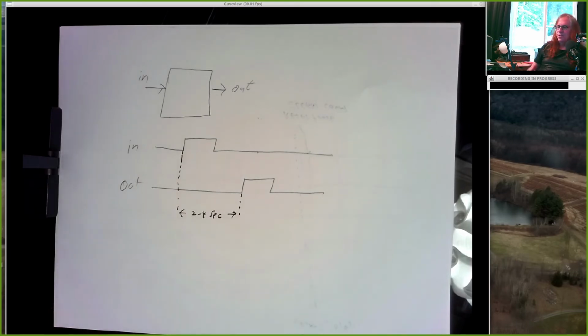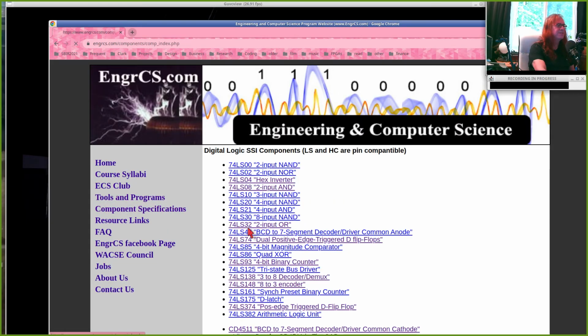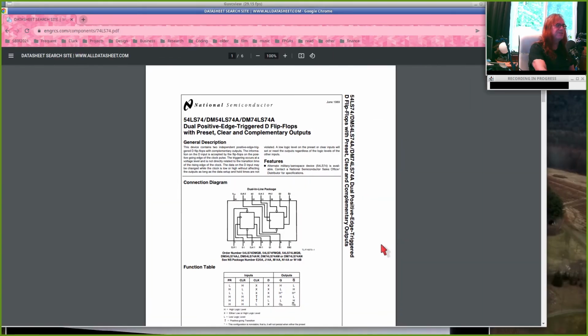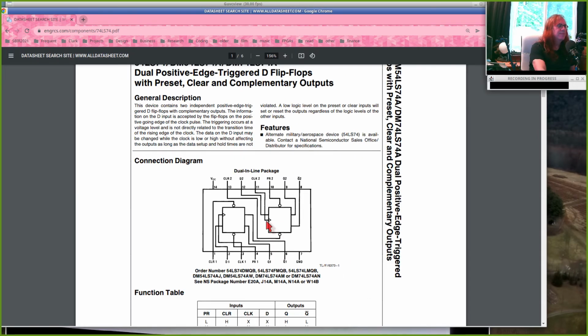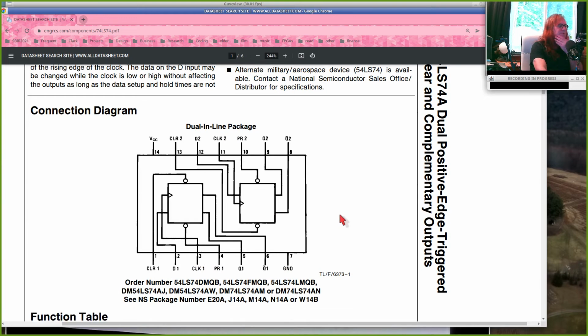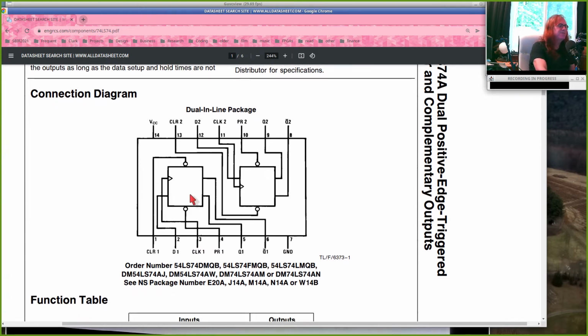All right, well, how do we do this? So we're going to use a 7474, which is, I believe, a dual JK flip-flop. So let's look at the data sheet for that. Sorry, it's just a D flip-flop. Oh, we're really using the 74? Okay. All right. So I think we've looked at this chip before, actually. So these are D flip-flops.